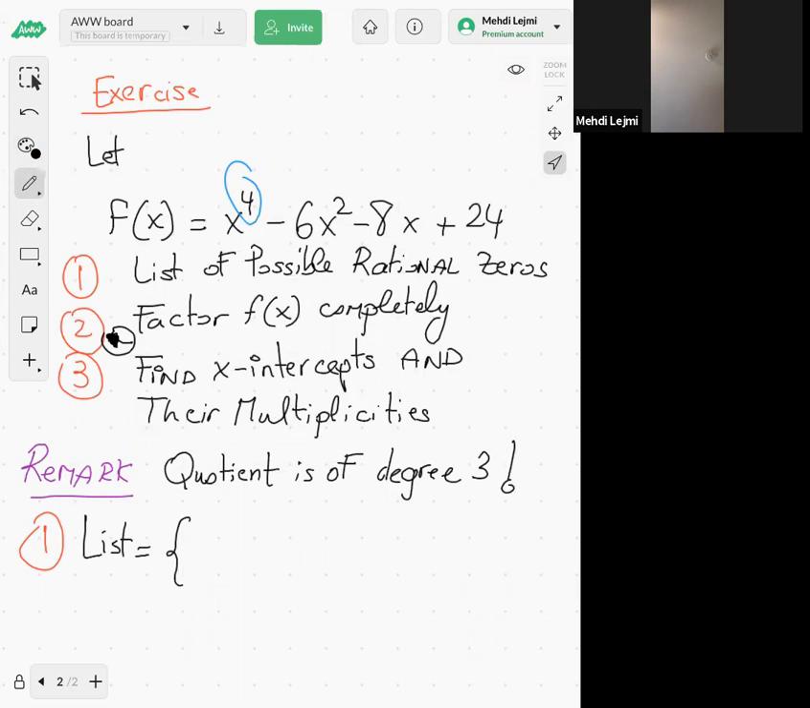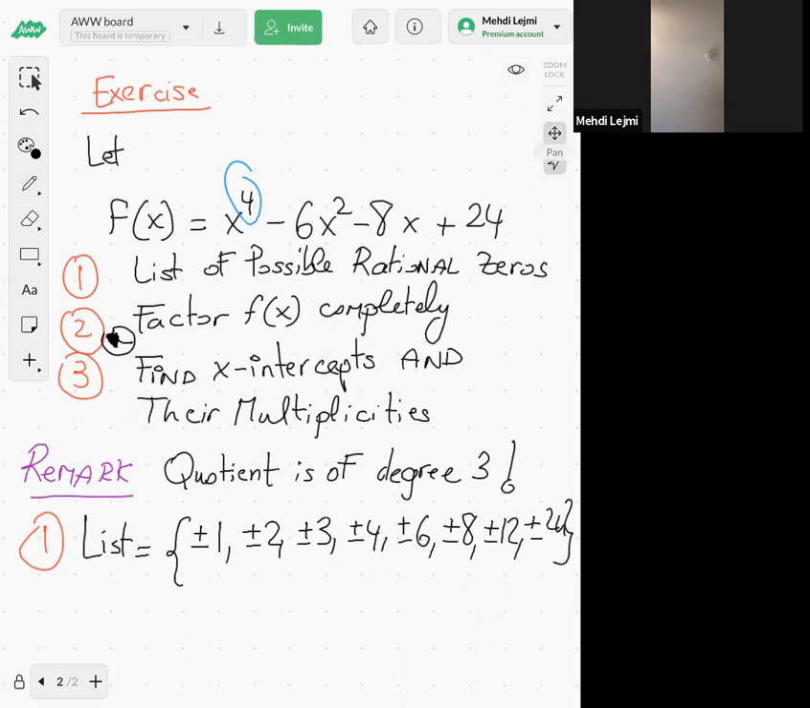So we have 1 divided by 1, it's 1. 24 is divisible by 2, divisible by 3, 3 times 8 is 24. 24 is divisible by 4, 4 times 6 is 24. Not by 5, but it's divisible by 6, by 8, 8 times 3 is 24, by 12, 12 times 2 is 24. And finally by itself, 24. So this is the list of possible rational zeros, right?